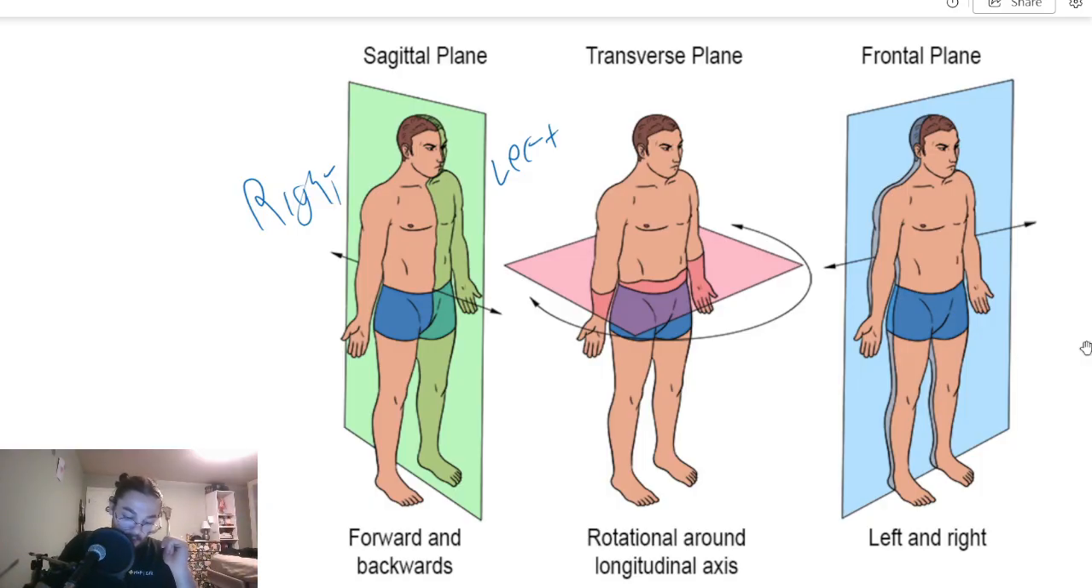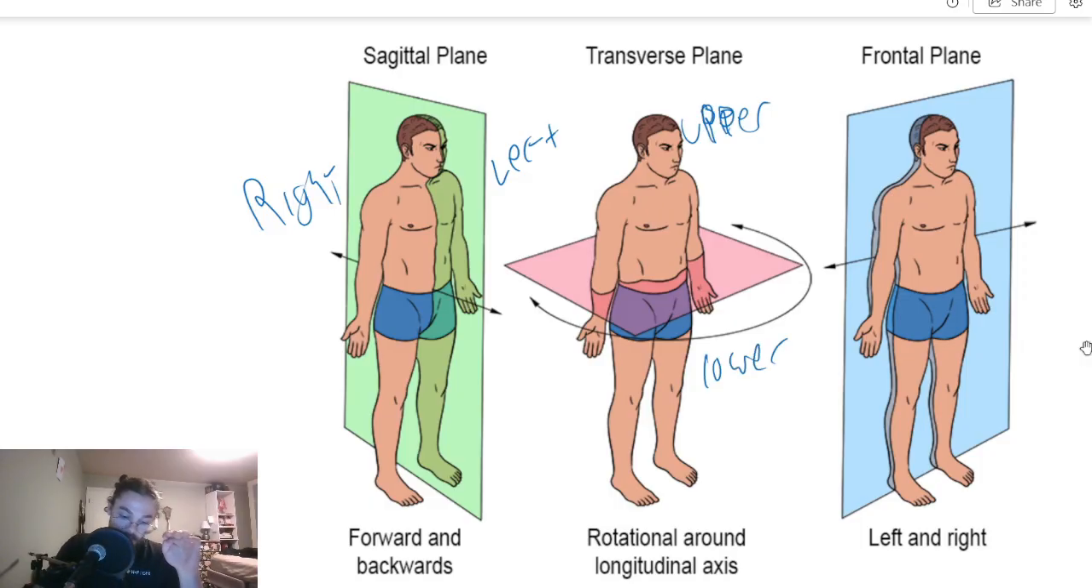Then we have our transverse plane. So this is like Russian twists, anything where you're doing trunk or neck rotation, even supination and pronation if you were in anatomical position. That's kind of transverse plane, okay? So let's go ahead and split the body into upper and lower halves. So it splits the body from top to bottom.